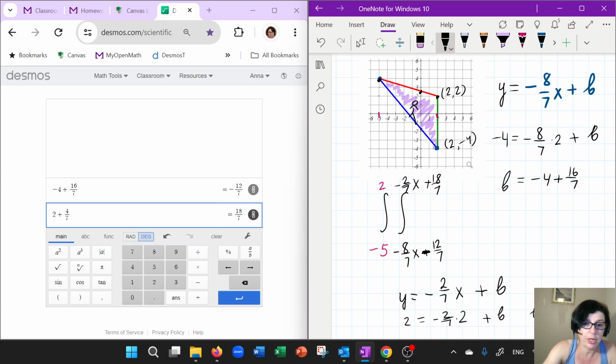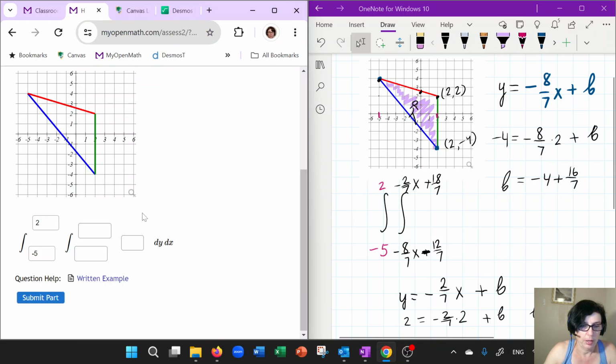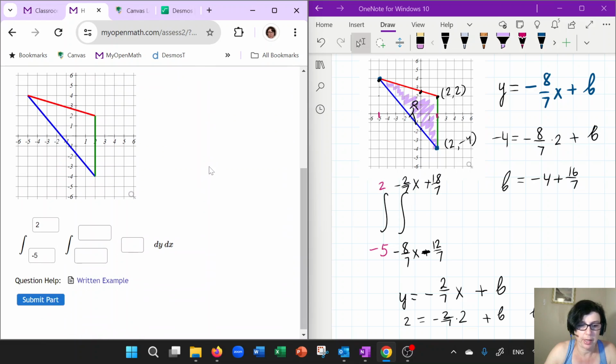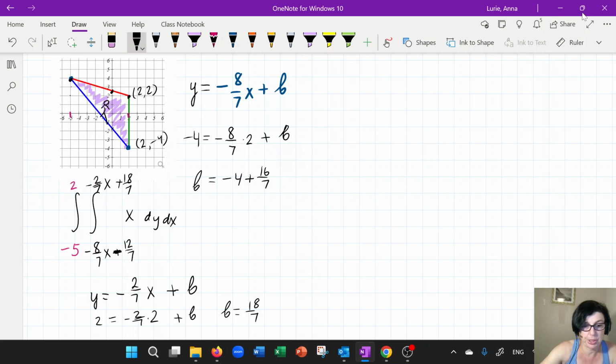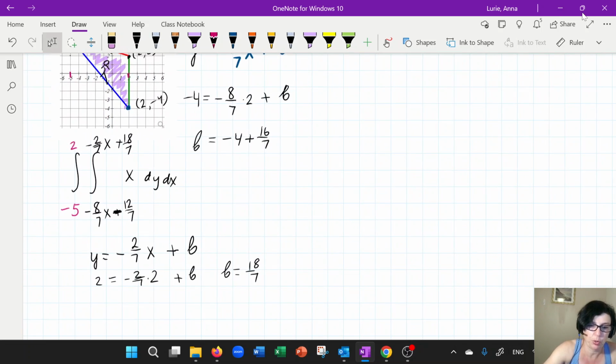And then, if you want to know what the question was, let me just get to it. The question was that we were supposed to integrate x, because that's what the function was. So we're going to integrate x, dy, dx. All right, so let's just say that that's correct, and let me show you how to integrate that.